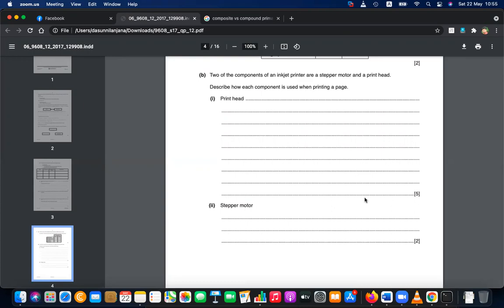Inkjet printer. Do I need to write here? Okay, let's write. Inkjet printer is spraying ink using small holes, or you can say nozzles, in the printer head. Small nozzles in the printer head. Small holes in the printer head.